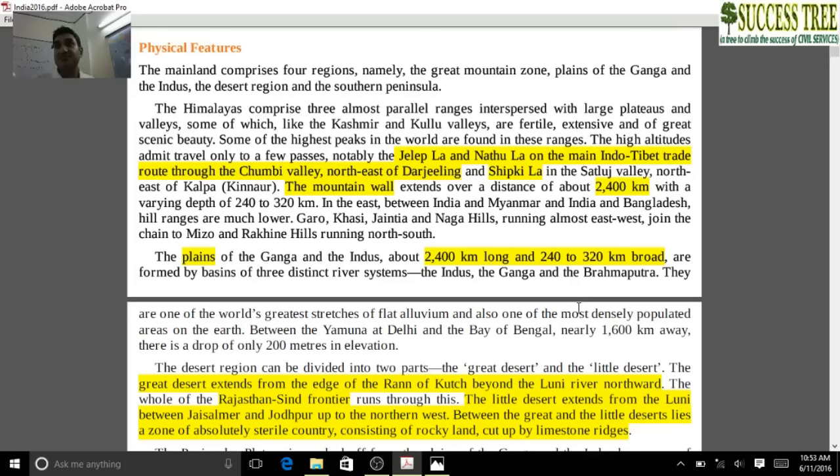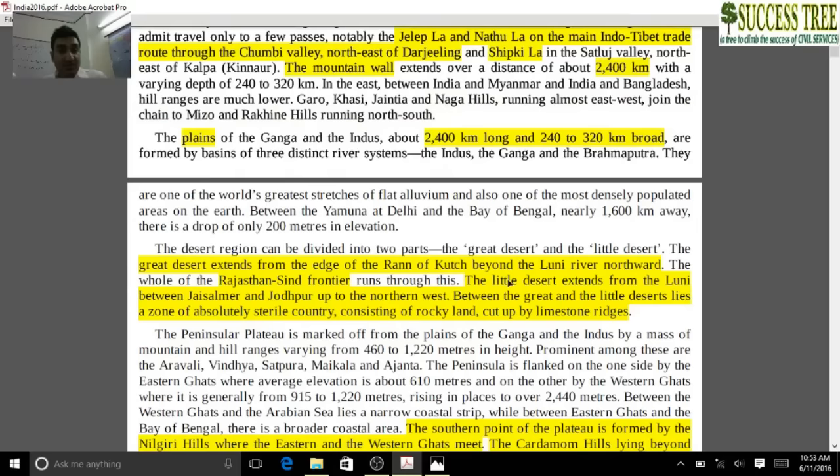And Pir Panjal. Correct. Greater Himalaya than Pir Panjal. Now come to the next paragraph there.